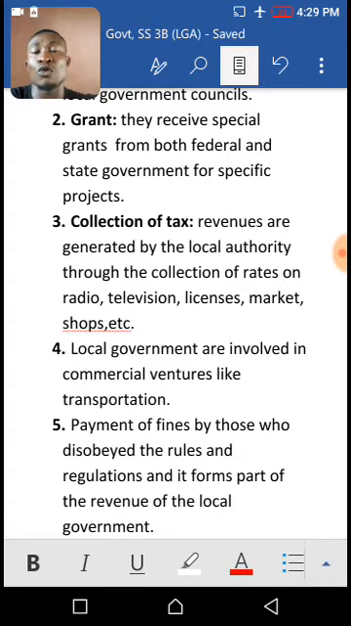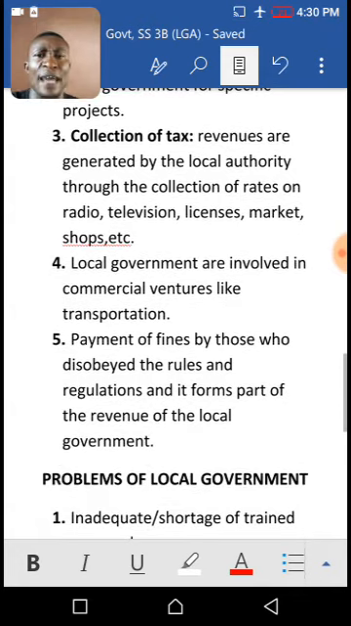Payment of fines by those who violate rules and regulations is one of the sources of finance for the local government. People that violate the bylaws made by the local government, don't forget, laws made by the local government are known as bylaws, are forced to pay a fine. This money from the fine is used to develop the local government.